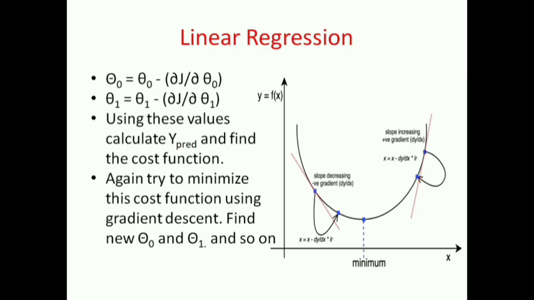Also, we can notice one thing: the closer we move towards this minimum, the flatter the slope will become. And that means the value of the gradient will become smaller and smaller. That means as we move towards this minimum value, the rate of change in theta will become smaller. I mean, it will slow down. So how to proceed? We can take initial values of theta naught and theta 1.